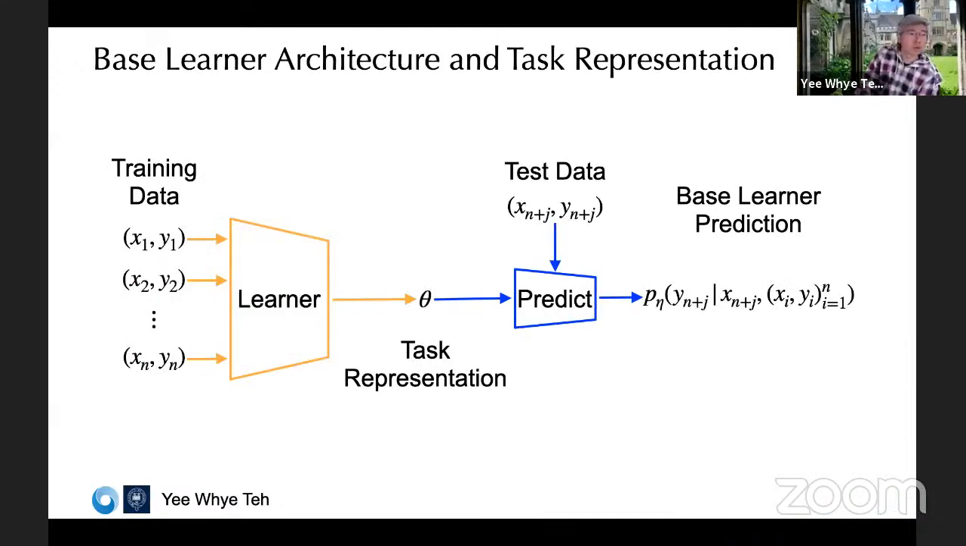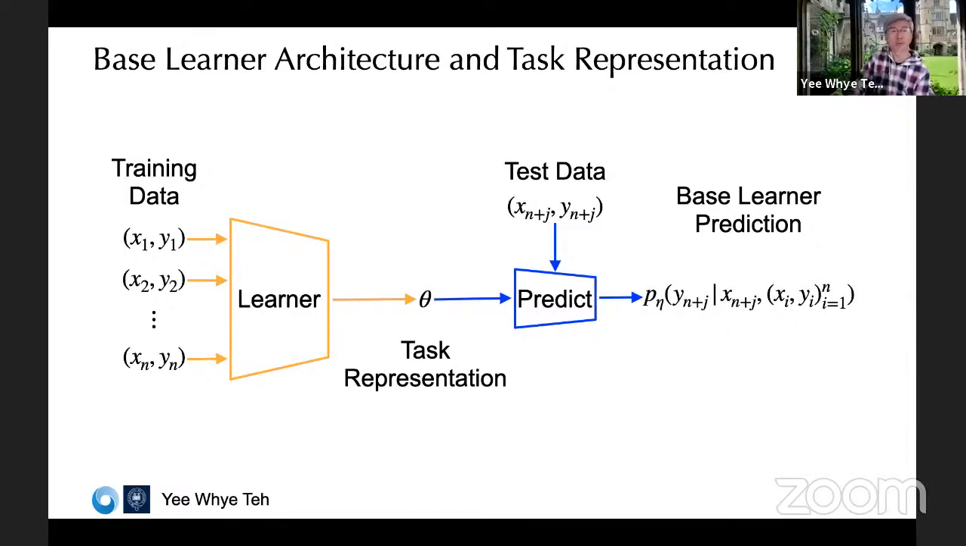The structure of the base learner for lots of meta learning systems has this sort of form: given training data, which we assume is IID drawn from some data generating distribution, we have a learner function which produces some representation for the task. This is what the base learner thinks the task is about, given the training data. Then this task representation, along with some test input, is fed into a predictor, which allows the base learner to make a prediction on the test data.